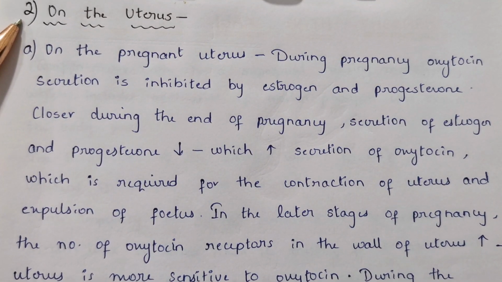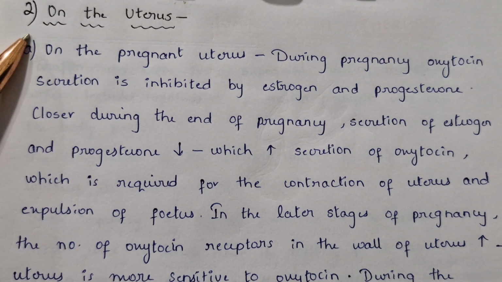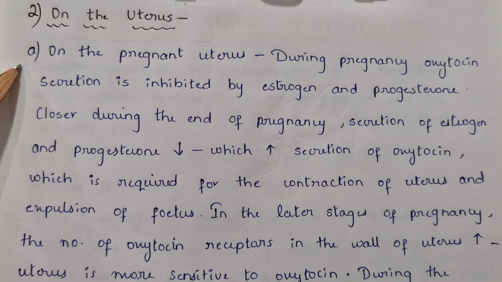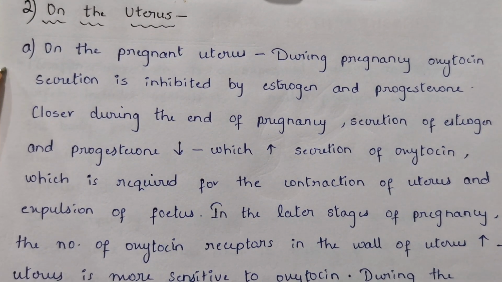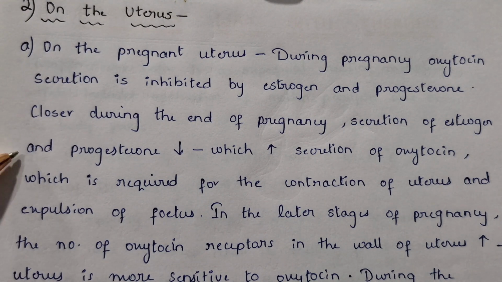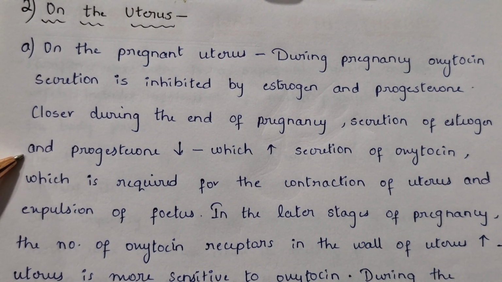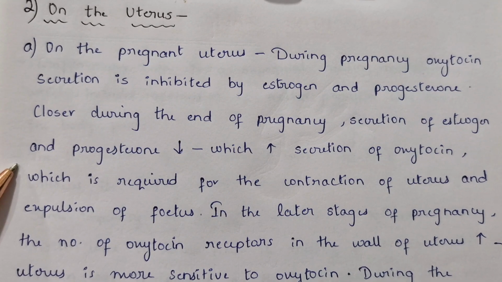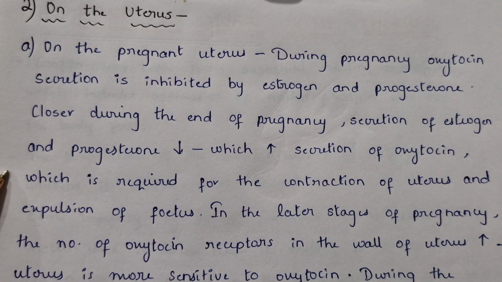Then we have the action of oxytocin on the uterus. The first one is the action of oxytocin on the pregnant uterus. During pregnancy, oxytocin secretion is inhibited by estrogen and progesterone. Closer to the end of pregnancy, secretion of estrogen and progesterone reduces, which increases the secretion of oxytocin, which is required for the contraction of the uterus and expulsion of the fetus.